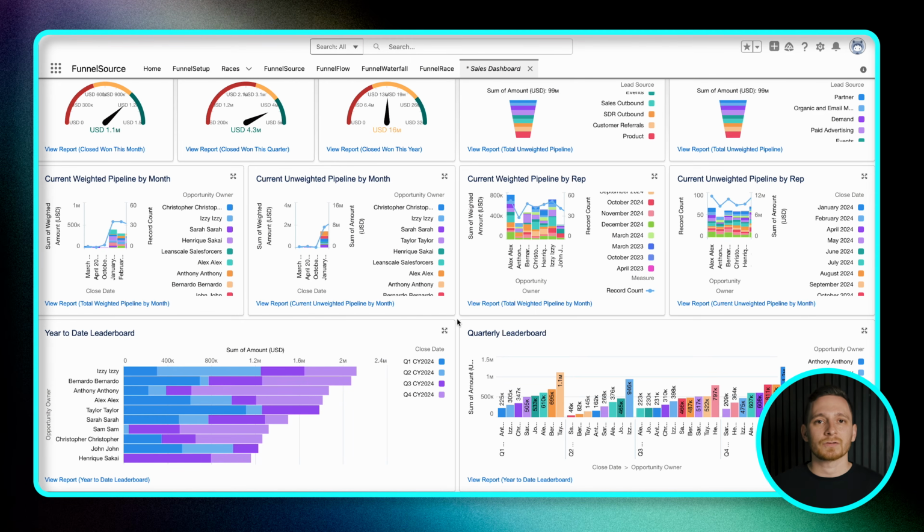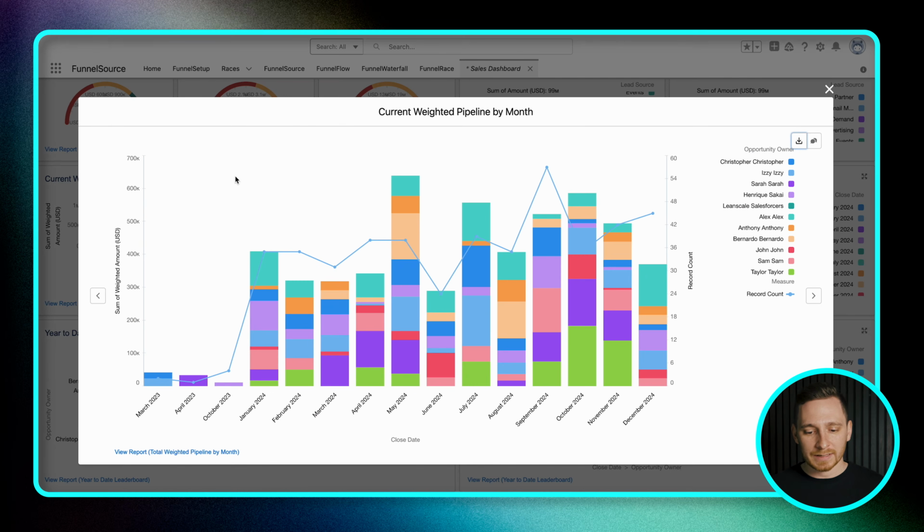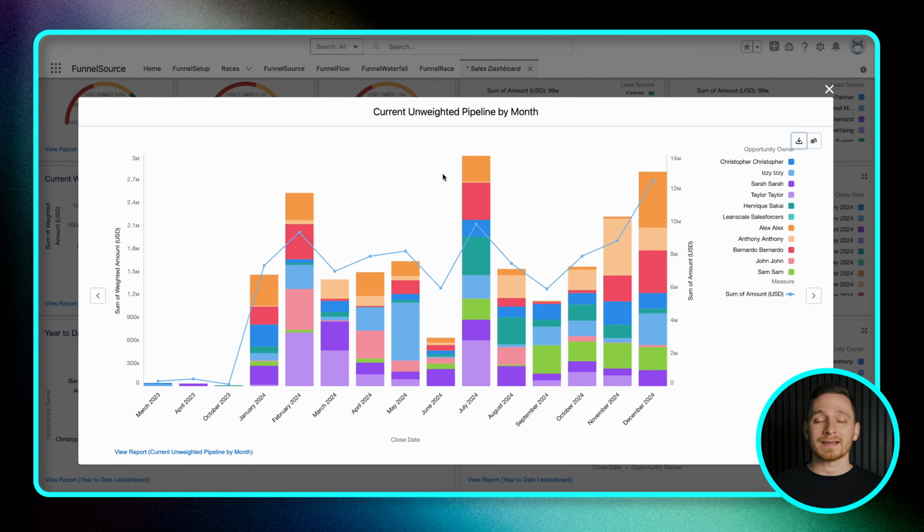Moving down to the next section, we're gonna dive deep into the pipeline that's open by your reps. So the first one here is gonna be current weighted pipeline by month and by rep. So you can see how much weighted pipeline you have open in the future and a breakdown of each rep and how much weighted pipeline they have open. Next, we'll break that down by unweighted. So you can see just the total pipeline that they have available. And both of these views are really gonna look at the time frame on the x-axis, so you can see what it looks like over time.